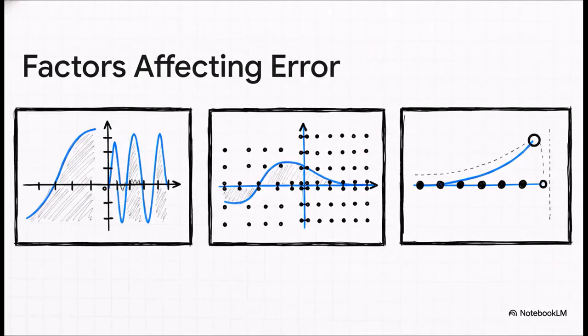So what affects the accuracy? It really boils down to three main things. First, how curvy or complex the real function is. Smoother, simpler functions are just way easier to approximate. Second is the spacing between your data points. The closer your points are to each other, the better your estimate is going to be. And third, it's about where your target point is. The closer you are to a known data point, the less error you're likely to have.